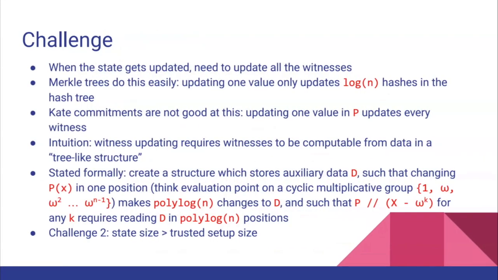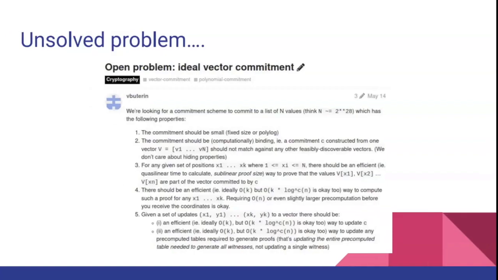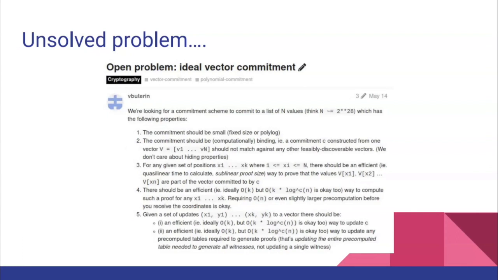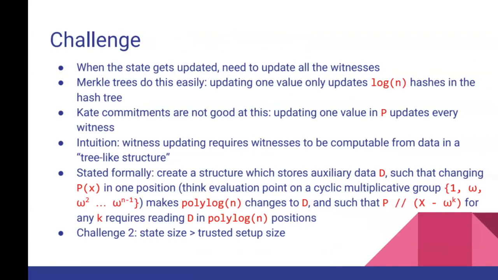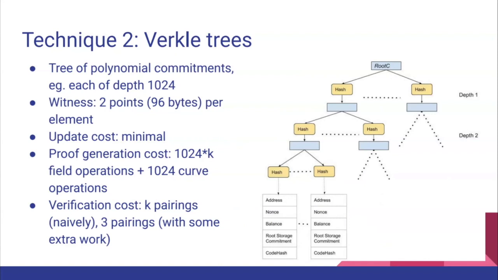So the challenge is basically that when the state gets updated, you have to update what all of the witnesses are. And Merkle trees are just really, really good at this, but commitment schemes are not very good at this. So this is another attempt to state the problem. If you're interested in this, I'd recommend, once again, photoing this and then photoing this again. So that's one technique.